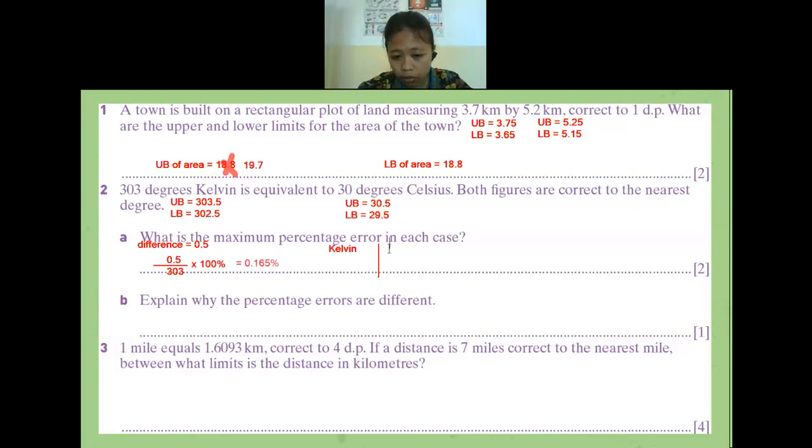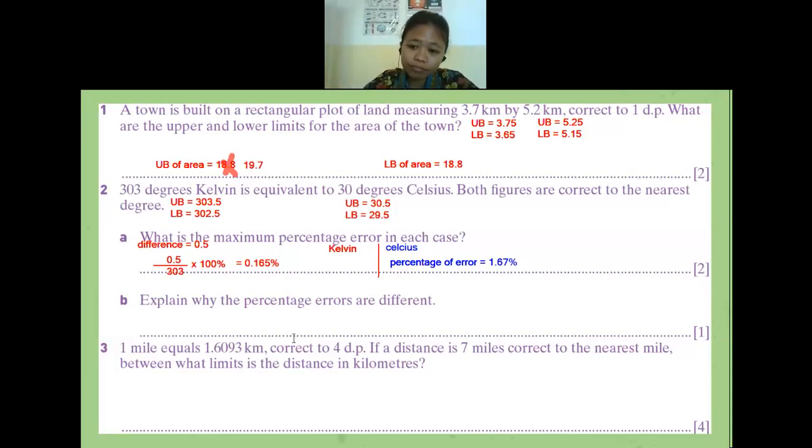If no one gets difficulties, I'll continue to the Celsius one. For the Celsius, do the same thing. We need to find the difference and compare it to the given temperature. How many is the percentage of error? I want you to try to calculate by yourself. How many is it? 1.67%. Is there anyone getting difficulties or confused?